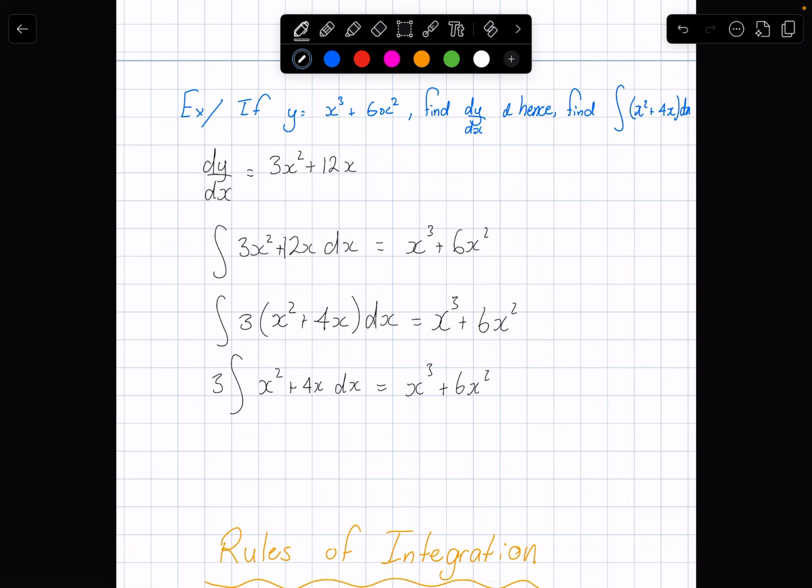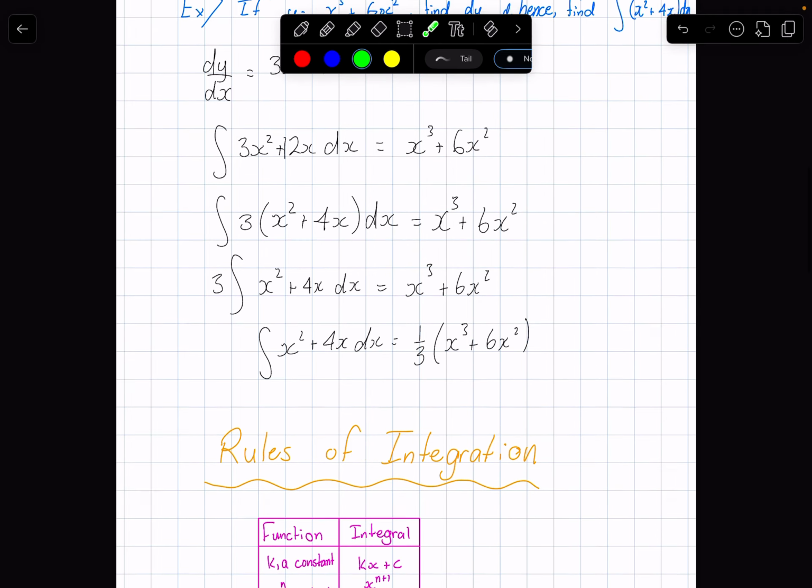Now, if I have something that's multiplied by 3, to get rid of that times 3, we divide by 3. So the integral of x squared plus 4x dx equals 1/3 times x cubed plus 6x squared. And that is the integral that we wanted to find. So my answer is 1/3 times x cubed plus 6x squared. Now you could distribute that through, but we're going to leave it there for now. Awesome. So let's move on to some other rules of integration.